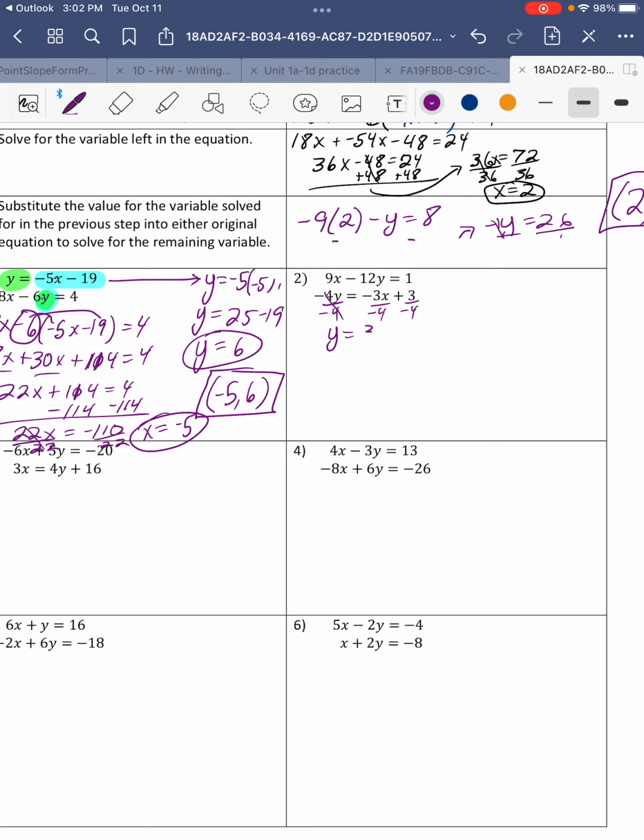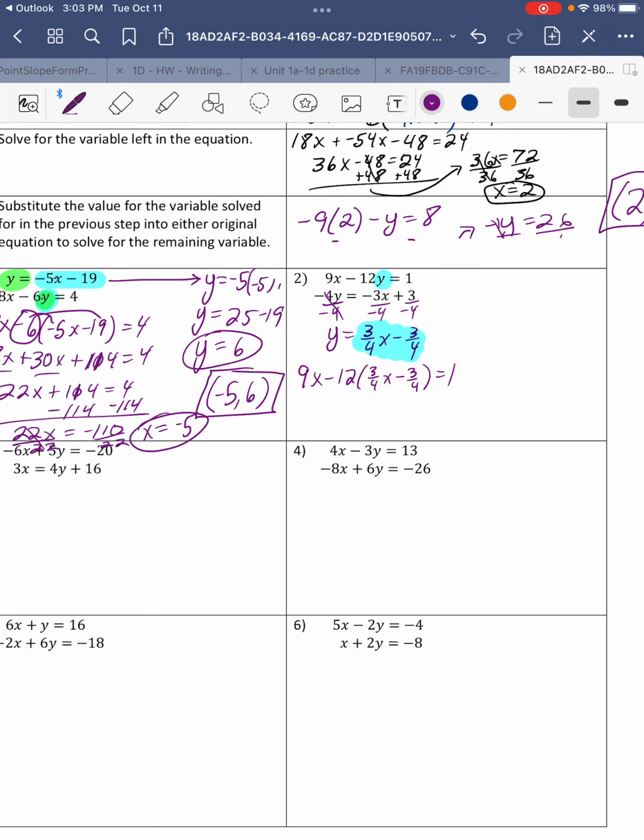So y equals 3/4 x. Always simplify if you can. Minus 3/4. So I'm going to replace the y value. The y equals 3/4 x minus 3/4. I'm going to replace the y up top in the other equation with that. So 9x minus 12 times 3/4 x minus 3/4 equals 1.